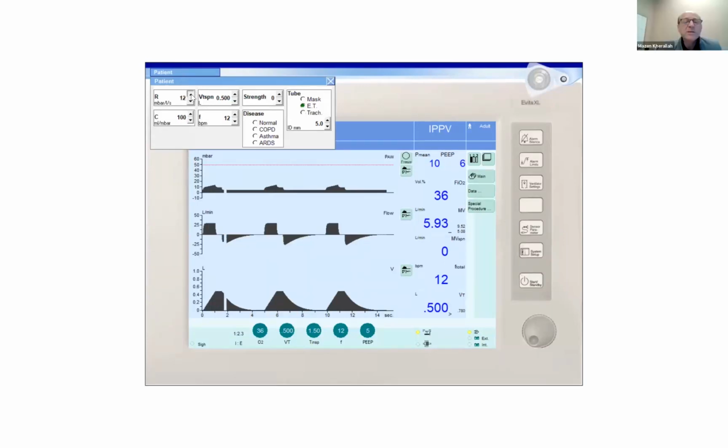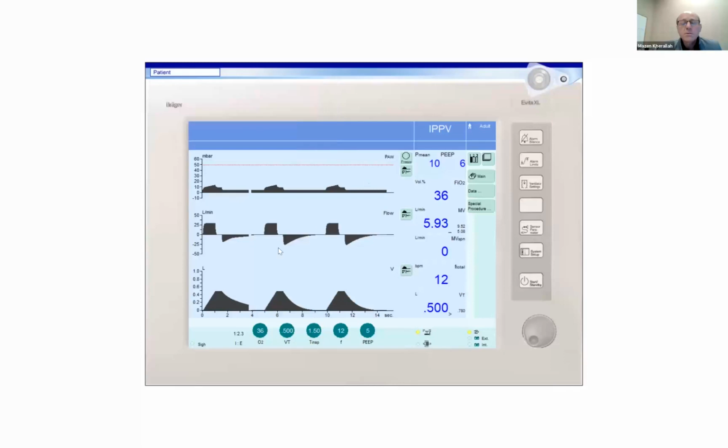So by increasing the resistance, on one side of the equation, the resistance is increased, thus the pressure is increased on the left side of the equation. And which pressure increased? The initial rise in the pressure, the airway pressure. At the same time, the peak pressure would be increased. The difference between the peak inspiratory pressure and the plateau pressure is increased. However, the plateau pressure is the same.